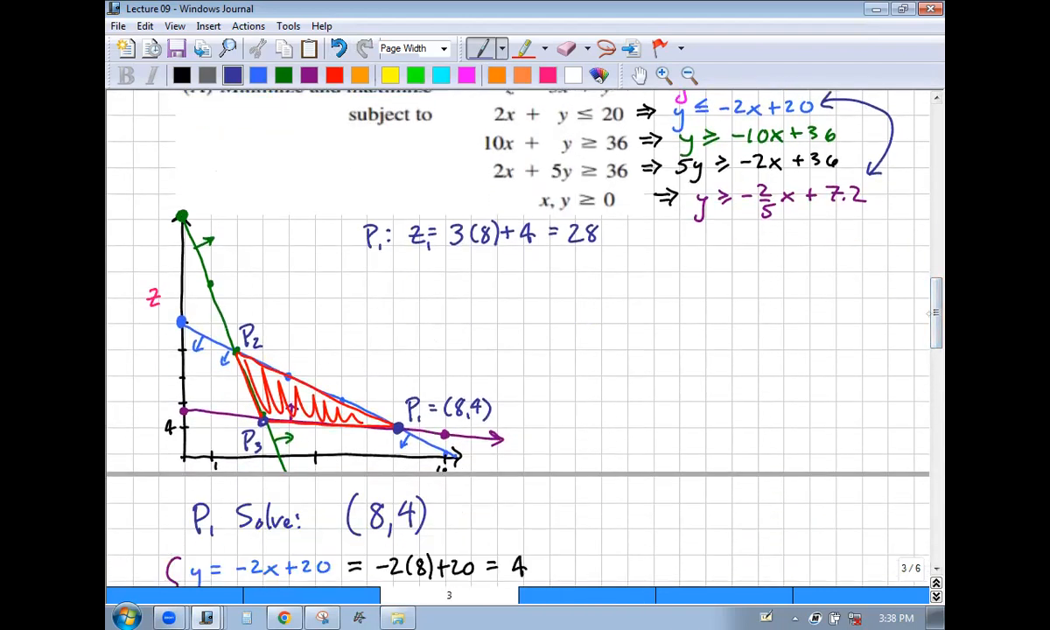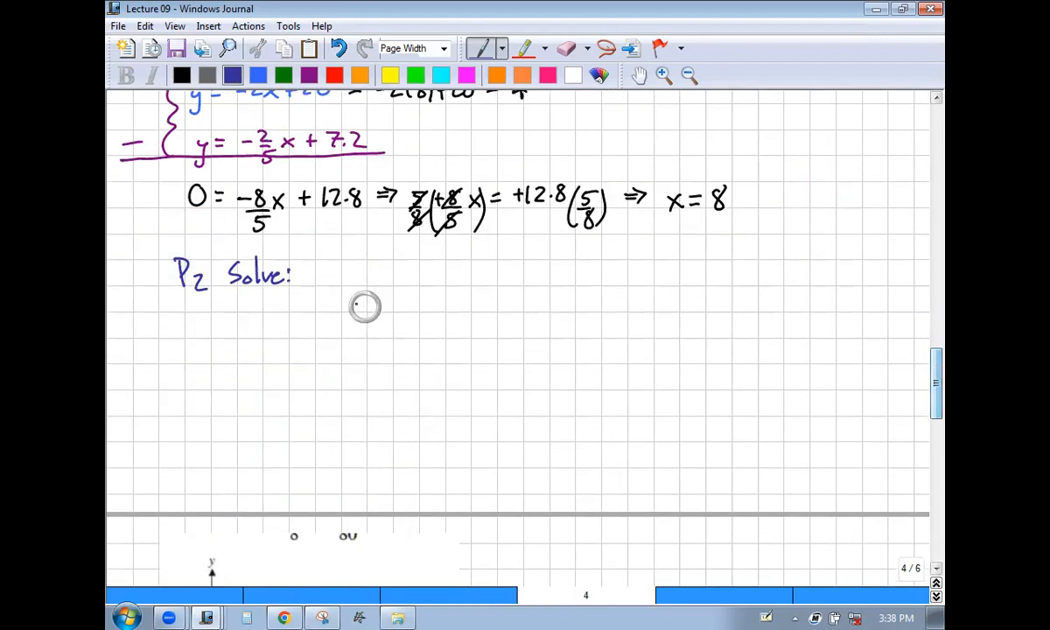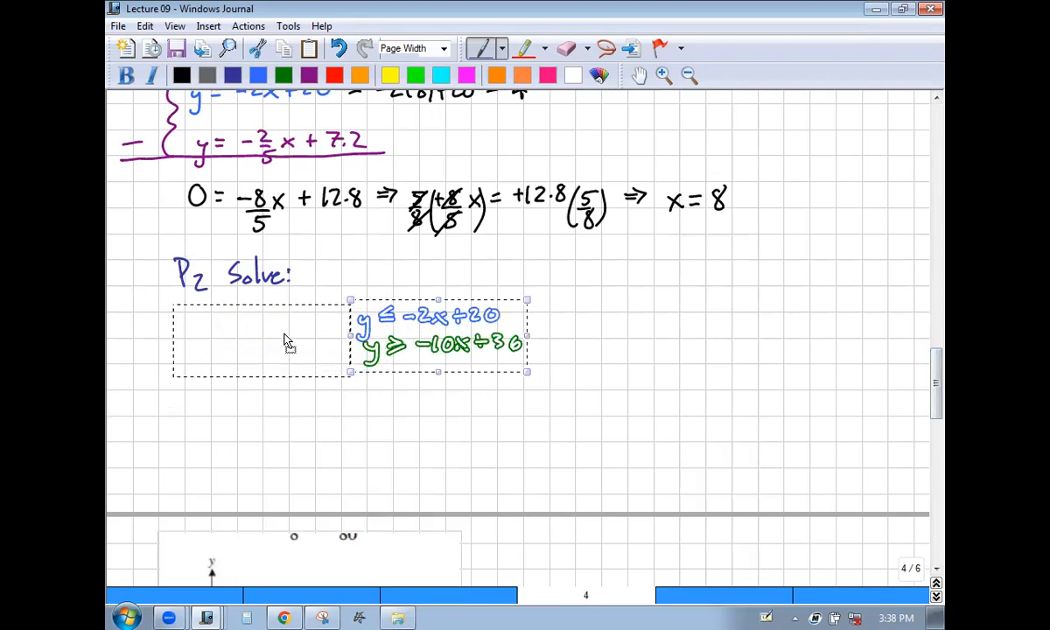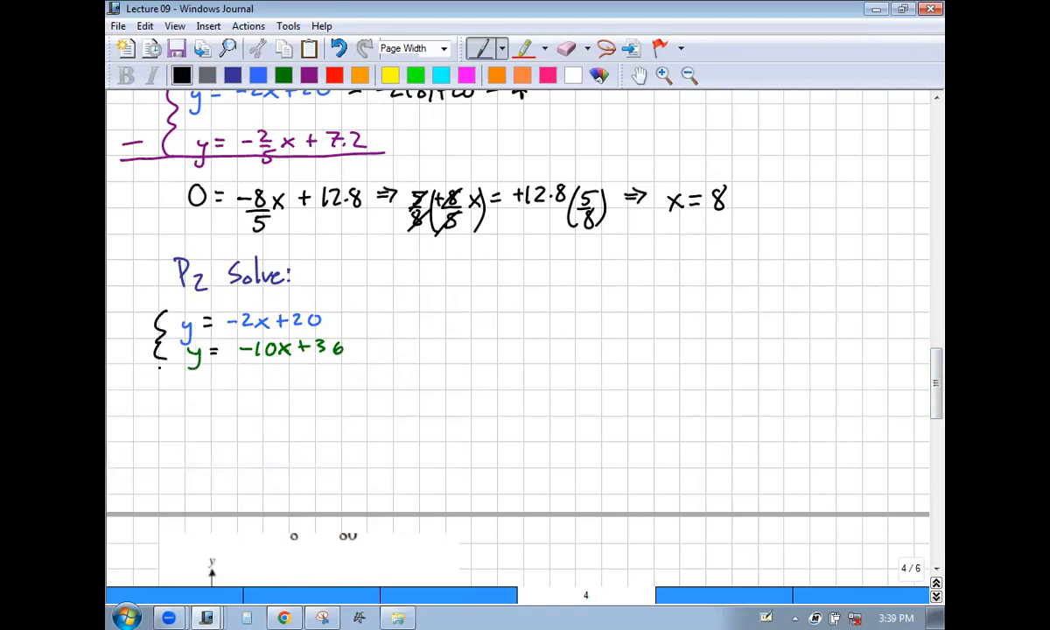P2 is where the green and the blue intersect. So here's the green and the blue. And if we just treat these as lines, we want equals here. We'll do the same thing. If we subtract one equation from the other, y minus y is 0. Negative 2 plus 10 would be 8. And then 20 minus 36 is negative 16, right? And that tells me that 8x is 16, or that x is equal to 2.